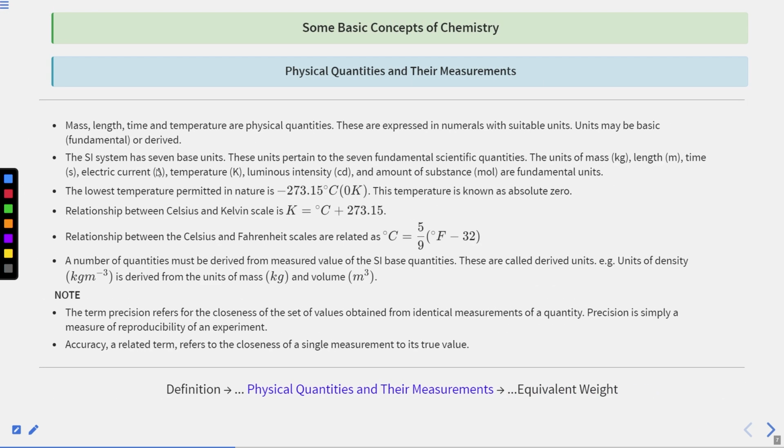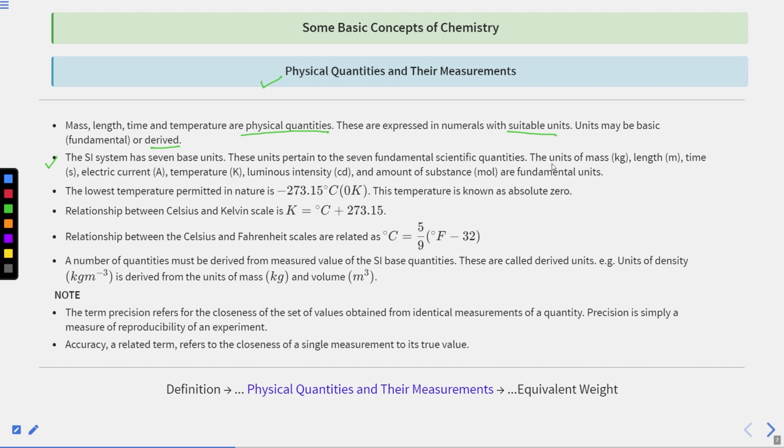Moving on to the next slide, physical quantities and their measurement. Mass, length, time, and temperature are physical quantities. These are expressed in numerals with suitable units. Units may be basic or fundamental, or derived; we can derive them from the fundamental units. The SI system has 7 base units, which pertain to the 7 fundamental scientific quantities.